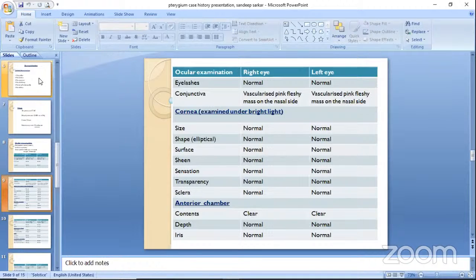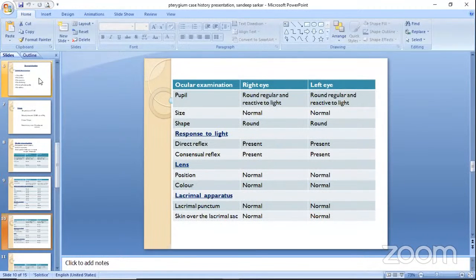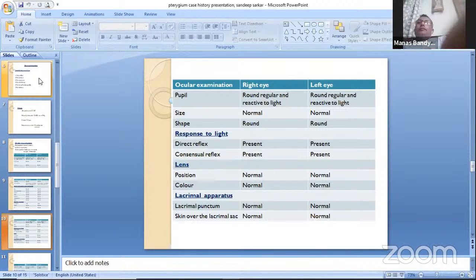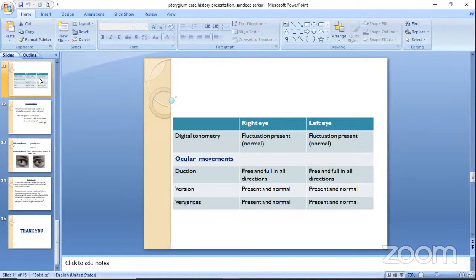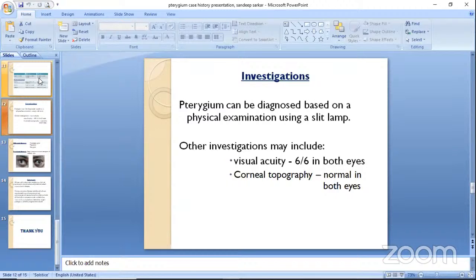In the anterior chamber, no contents were observed. Depth was also normal. The iris and the pupil were also normal, and the size of the pupil was normal. Also, the shape was round for both the eyes. Responses to light, the direct reflex and the consensual reflex, for both the eyes were present and normal. The lens position was normal, and it was totally transparent. Under the lacrimal apparatus, lacrimal punctum and skin over the lacrimal sac were normal. Under digital tonometry, fluctuation was present in both the eyes. Under ocular movement, duction was free and full in all directions. Version was present and normal, vergences were present and normal.